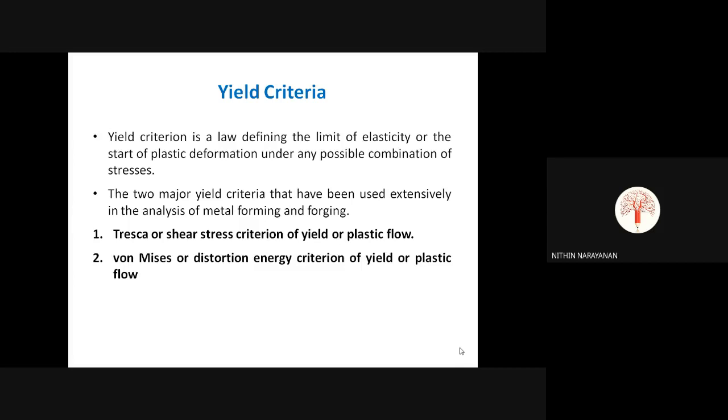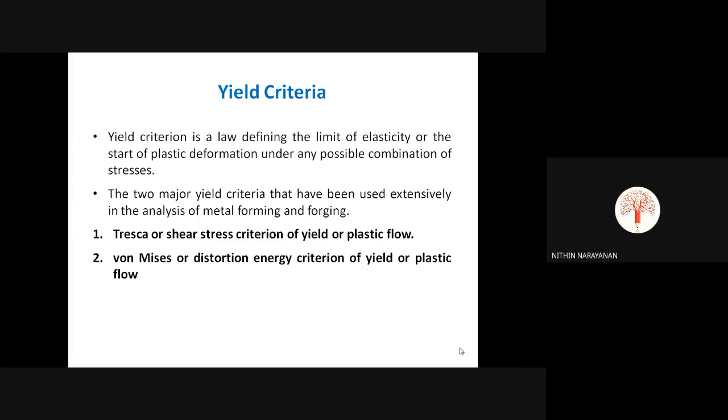So the two major yield criteria which are extensively used for the analysis of metal forming and forging are, one is Tresca yield criteria, or it is also called shear stress yield criteria, or it is also called plastic flow yield criteria. There are many names. Second one is von Mises criteria or distortion energy criteria.